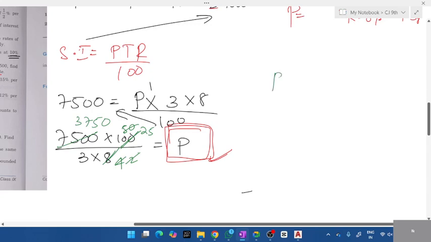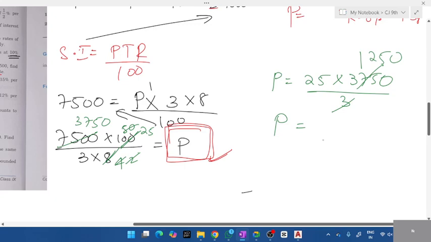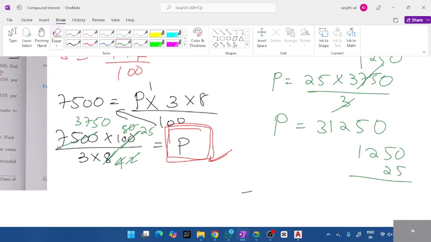3750. So P is equal to 25 into 3750 divided by 3. Reduce 3 and 3750. 1250. What's the value? You won't get 56. In the last, it should be 0. Calculate again. 1250 into 25. 31,250.